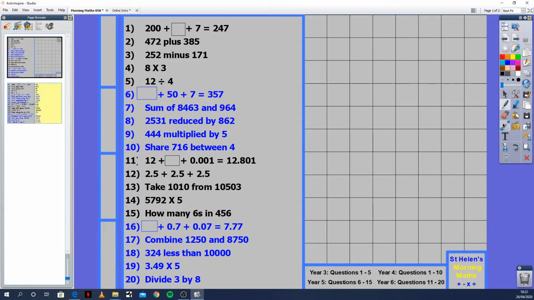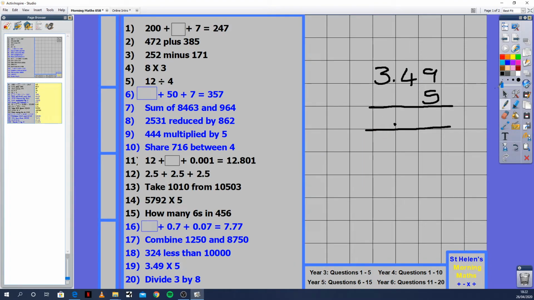And then we've got 3.49 times 5. Don't be upset or scared of the decimal point. Ignore the decimal point. It does not matter. It is just going to be there. It's going to be 2 decimal places in the question. It's going to be 2 decimal places.